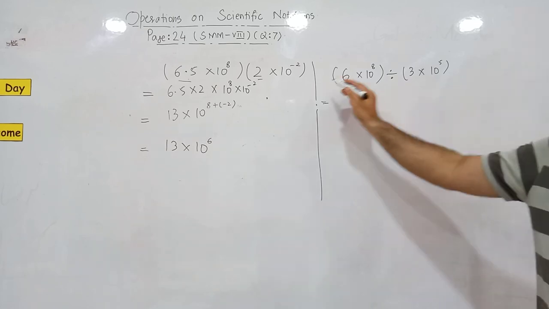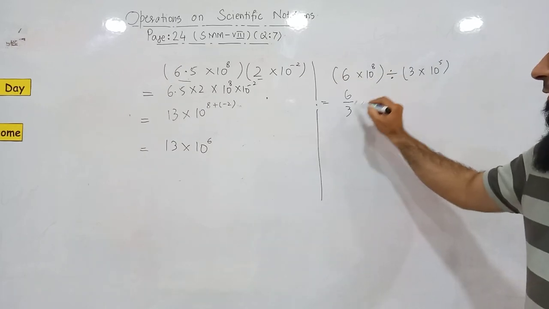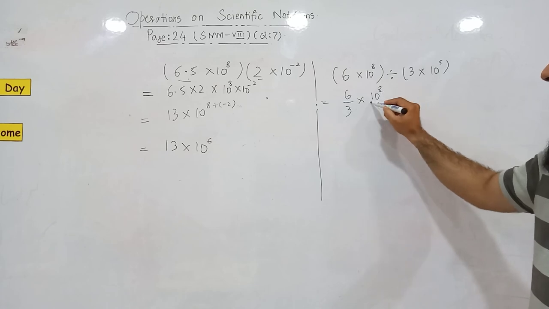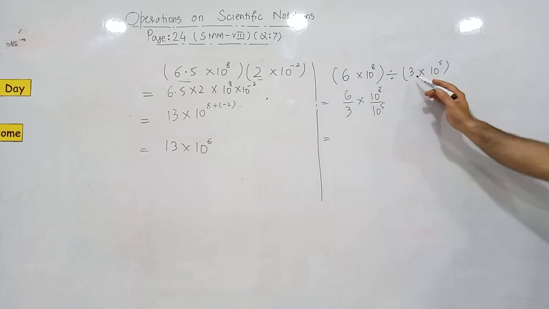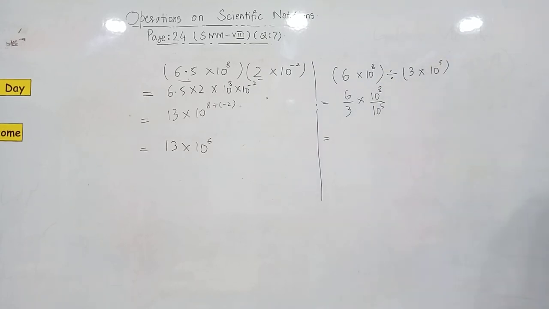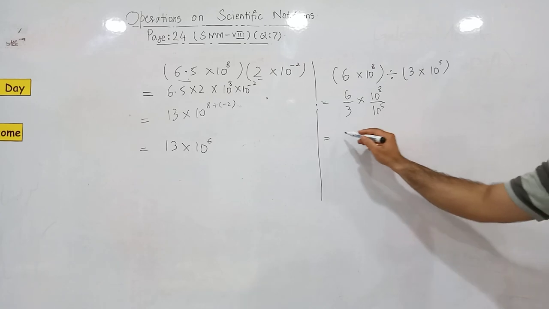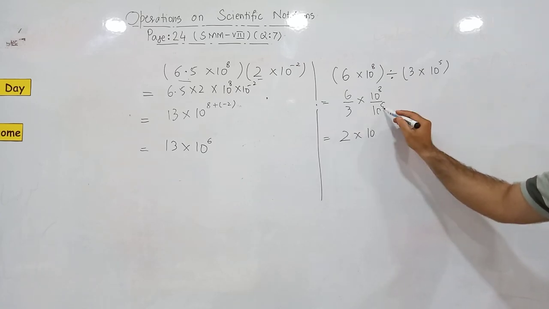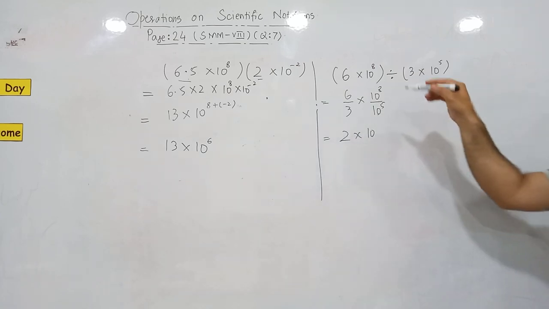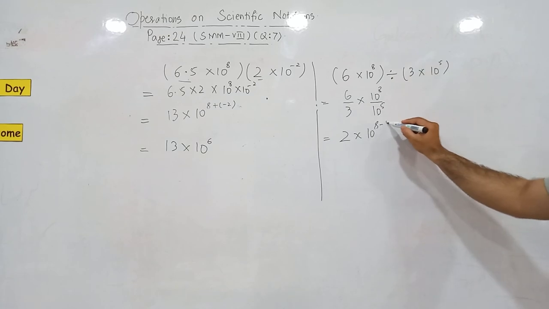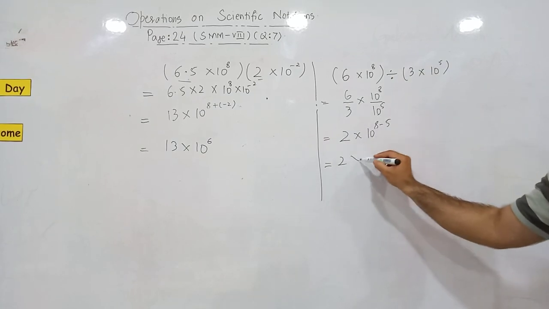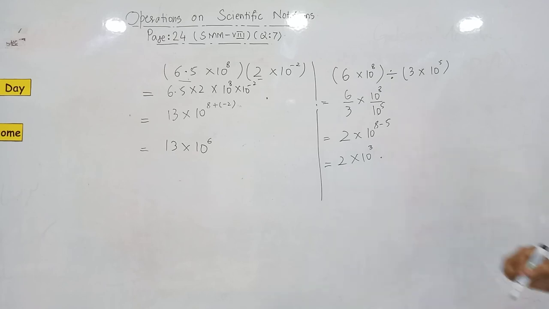So you will divide 6 over 3 multiplied by 10 raised to the power 8 divided by 10 raised to the power 5. Like this. This number will be divided over this number and this number will be divided over this number. You know, 6 over 3 is 2. And this is second law of indices. If you are dividing two numbers with same base, then indices will be subtracted. So you will subtract 8 and 5 and this will become 2 multiplied by 10 raised to the power 3. Again, you have divided this number over this number without using calculator.